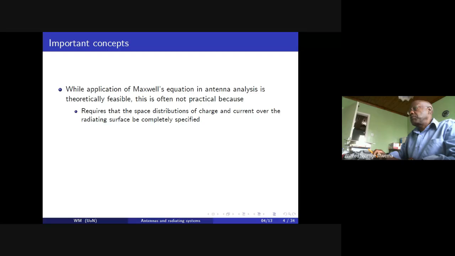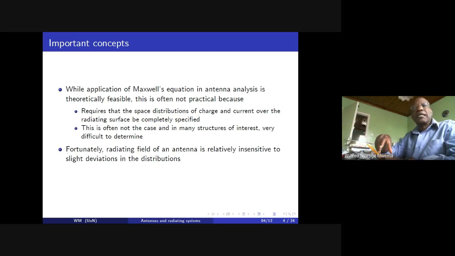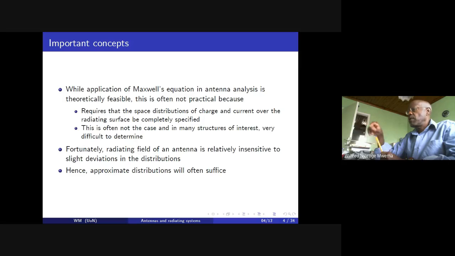requires that the space distributions of the current and the charges over the radiating surface be completely specified. Two, this is often not the case, and in many structures of interest, this would be very, very difficult to determine. So, fortunately, the radiating fields of an antenna are relatively insensitive to slight changes in the distribution of those currents and charges on the radiating surface. And hence, the approximate distributions will often suffice to give us a rough idea of how the antenna would behave when connected or inserted in a system.